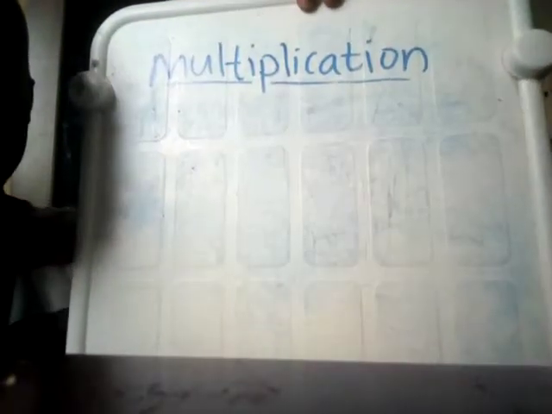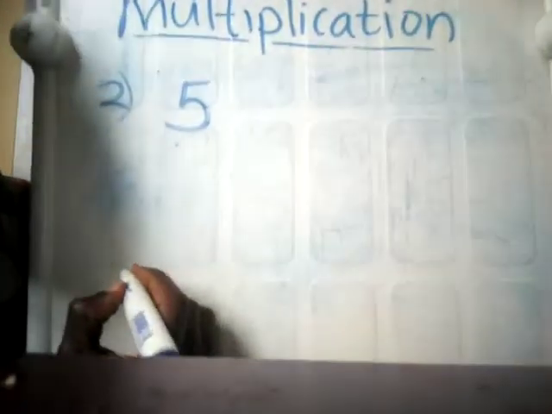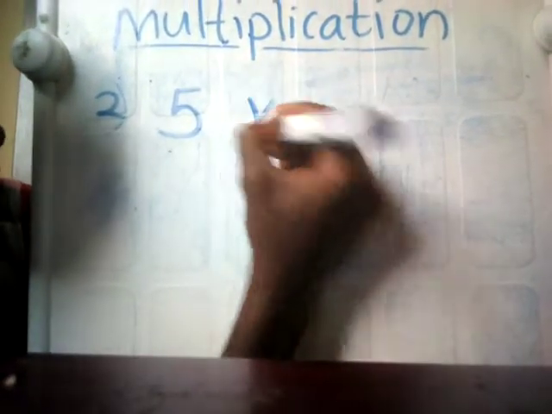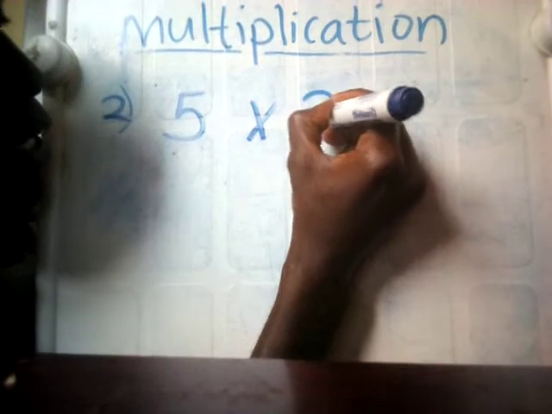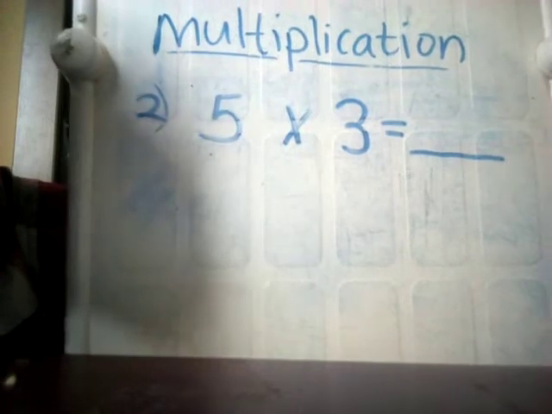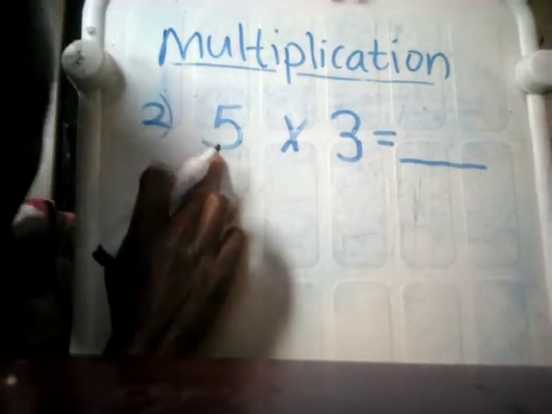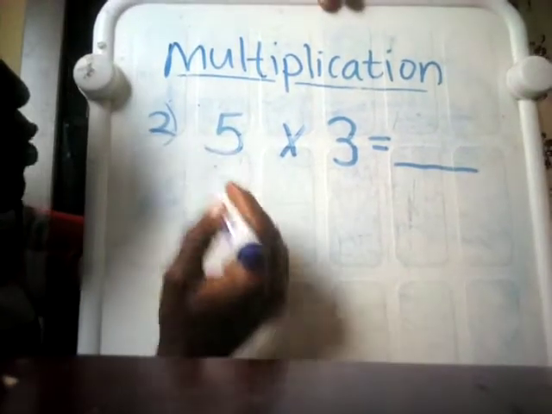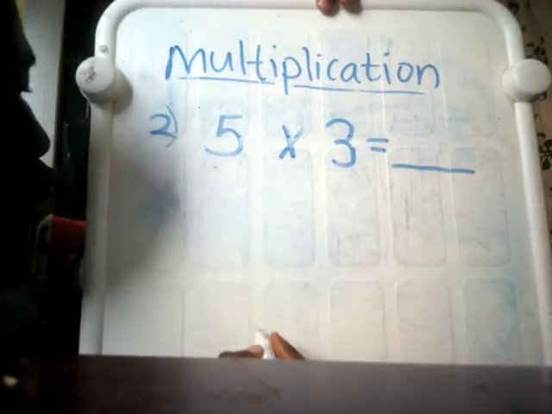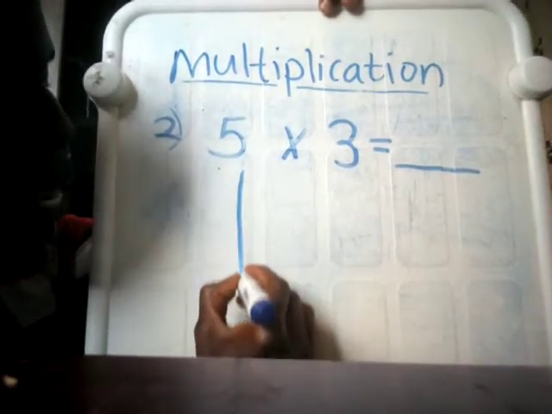So let's do this together. So this will be number 2. Let's do it together. So this is 5. Write 5 times 3 equals to dash. Write that 5 times 3 equals to dash. So in this example here, we are going to draw 5 columns. Columns are the ones that are going from top to bottom or up down. So let's do the 5 columns.